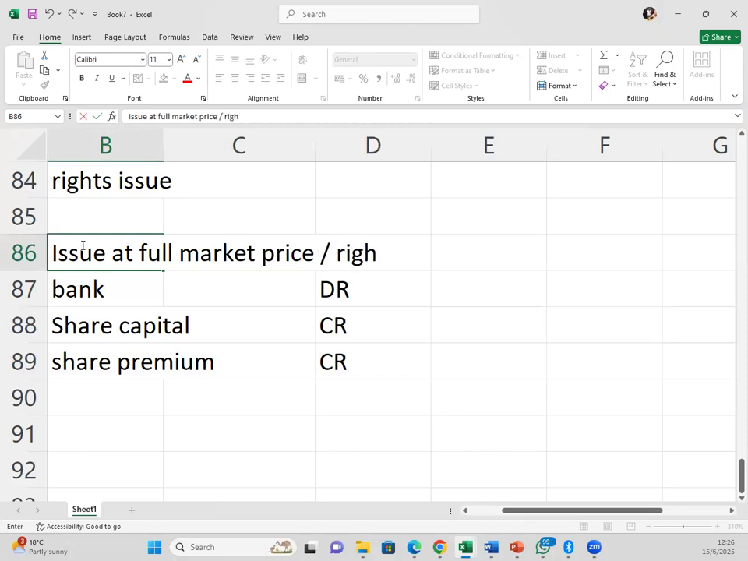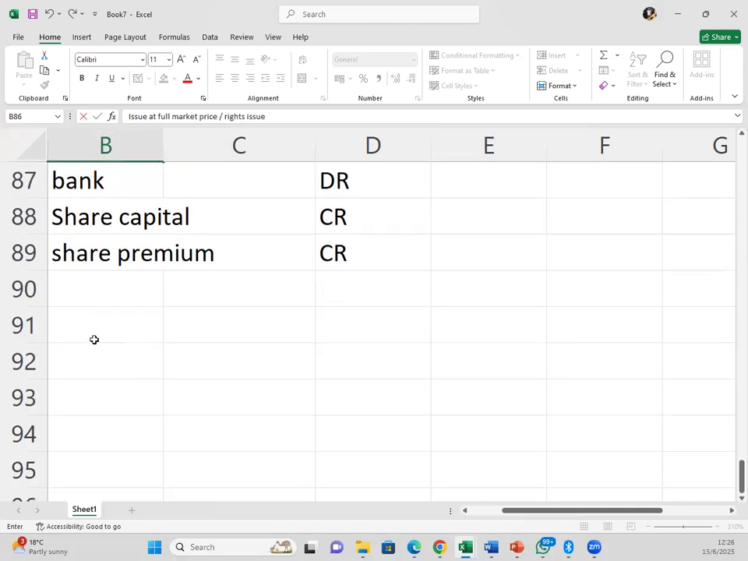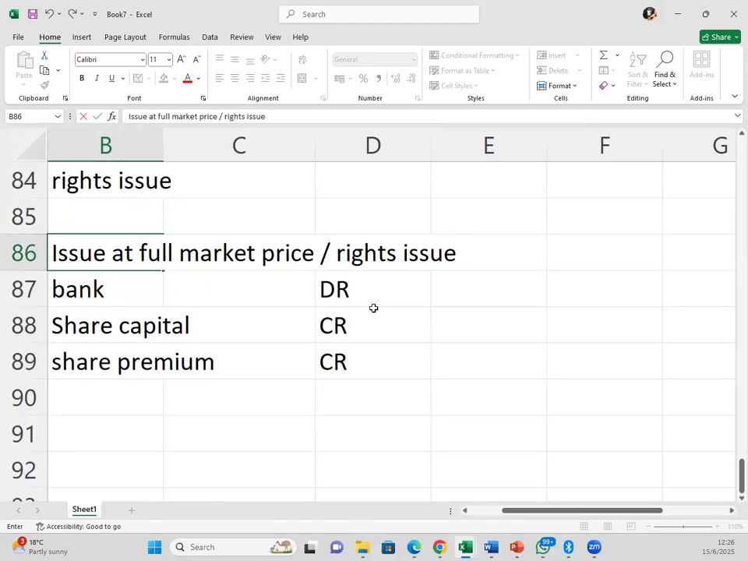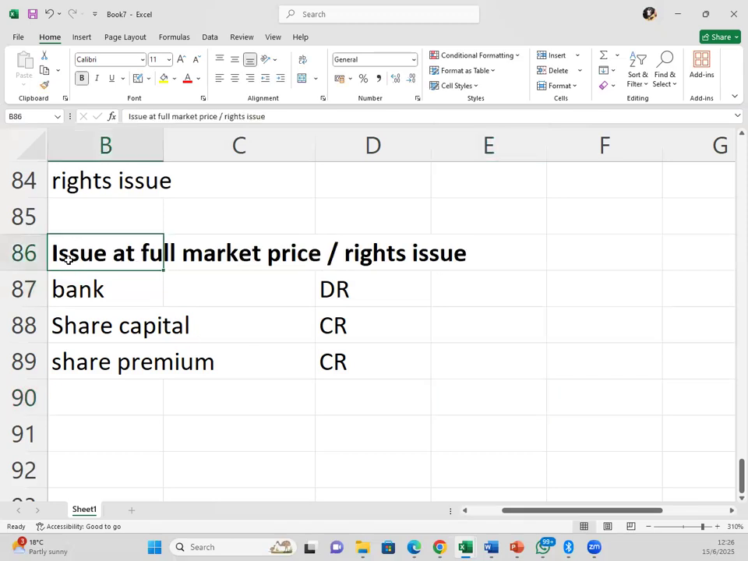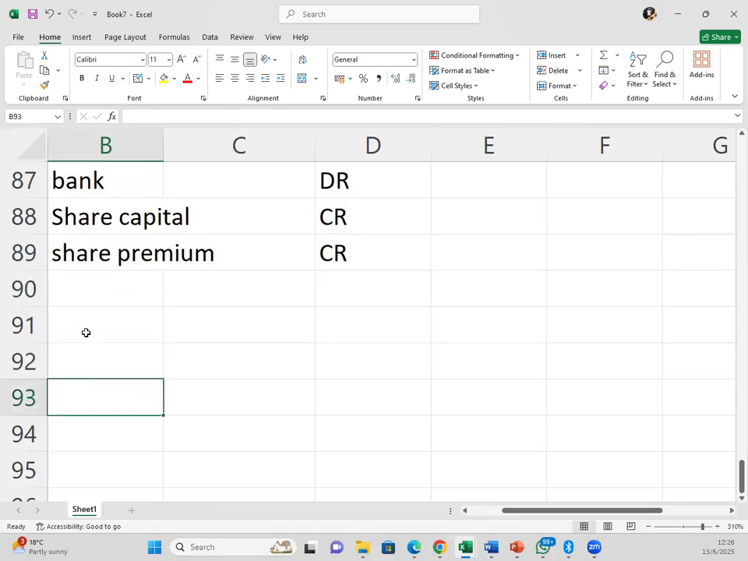And rights issue. So the treatment is the same. The only difference is that the full market price gives us a higher amount than the rights issue. The rights issue is going to be discounted. Then a bonus issue.